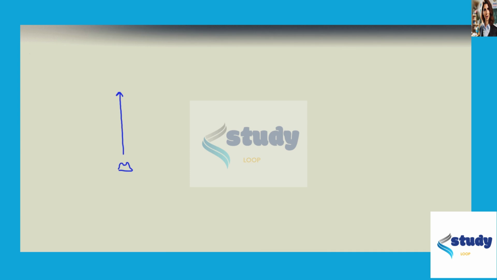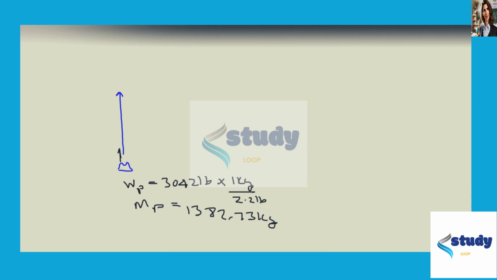So the Prius is moving northwards, driving northwards that way. And the weight of the Prius is giving us 3,042 pounds. We want to change that right away to kilograms. So we multiply that by 1 kilogram per 2.2 pounds. And that's going to give us 3042 divided by 2.2, 1382.73 kilograms. That's the mass of the Prius together with the driver inside of it.